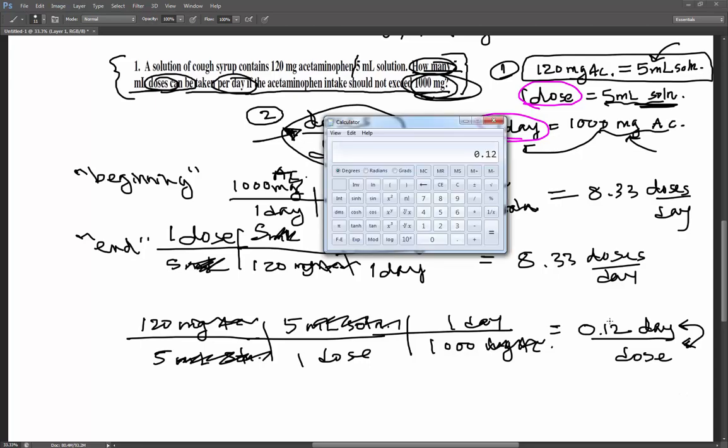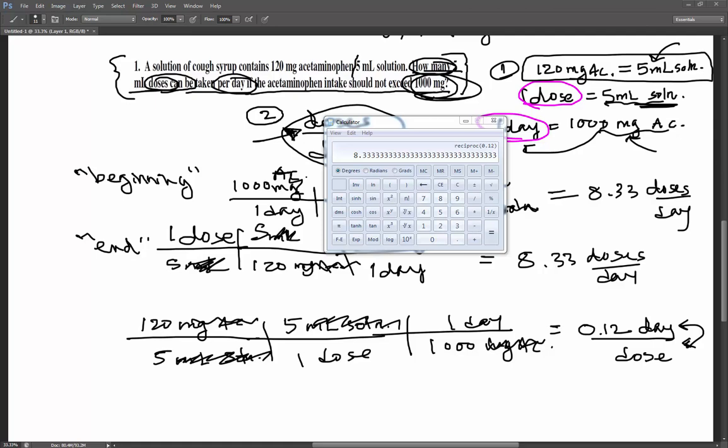And if you do end up in that spot, you can go back and flip everything along the way, or you can just flip this. And it's this 1 over x button that flips it. Might be an x raised to the -1 button. Flip it. Look, there I've got it. 8.33 doses per day. All right, let's do another one because these are a little bit challenging. I'm sure you'd probably like another example here.